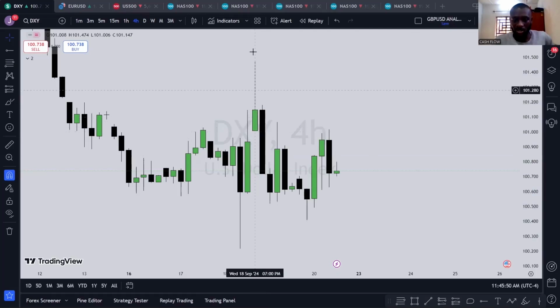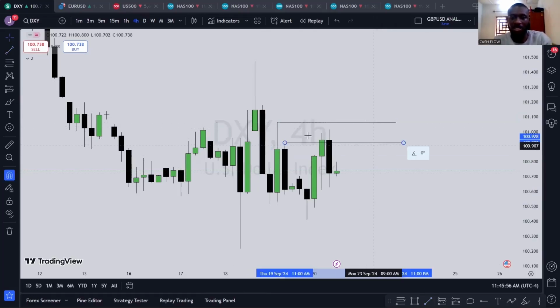What can we see? This is a bearish order block. The market is really reacting from it. But we are seeing this high. So if the market should take either of these highs, and these highs are previous daily highs.